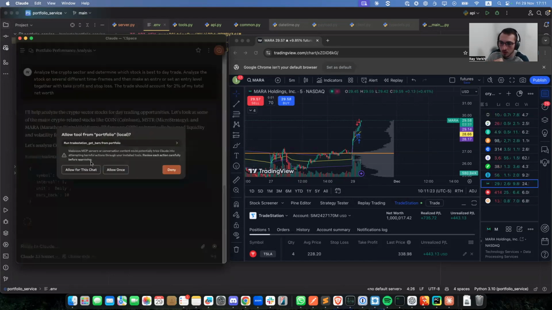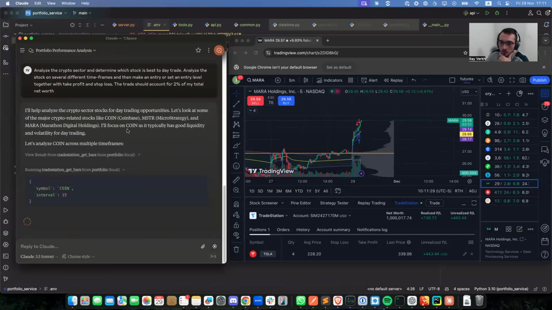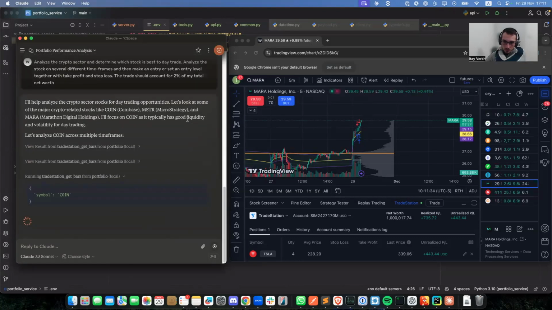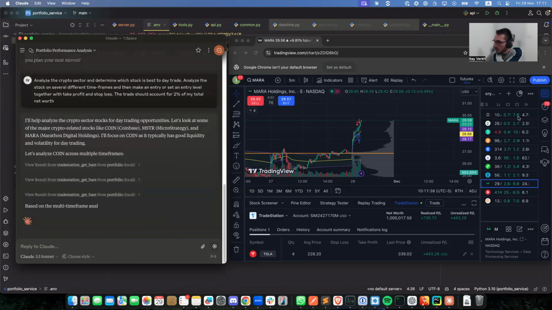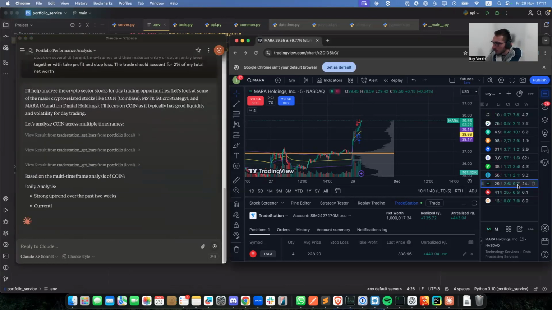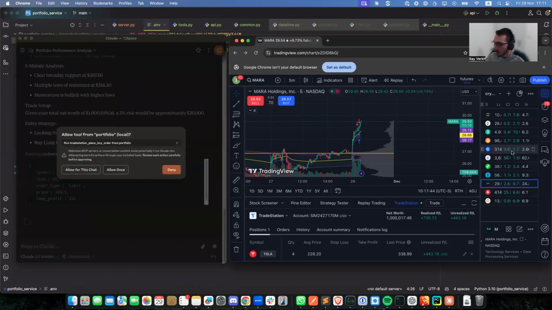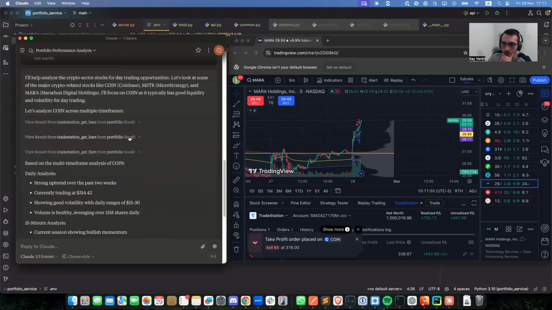As you can see, he picked the top crypto company stocks, which are Coinbase, MicroStrategy, and Marathon Digital. I think those are the top three. As you can see, Marathon is up almost 10%, MicroStrategy is up 6%, and Coinbase is up only 1%. So let's see the analysis of Claude.